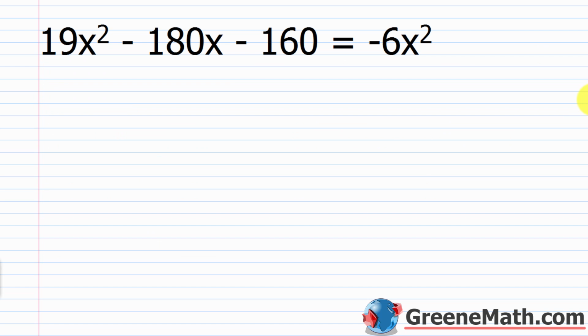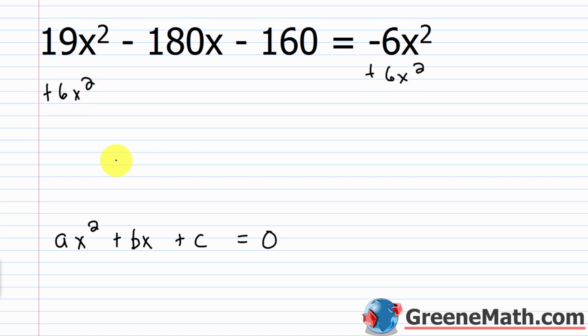So we're looking at 19x squared minus 180x minus 160 is equal to negative 6x squared. The first thing we want to do is write each equation in standard form. That looks like this: ax squared plus bx plus c is equal to 0. So I'm going to add 6x squared to both sides of the equation. What that's going to give me is 25x squared minus 180x minus 160 is equal to 0.